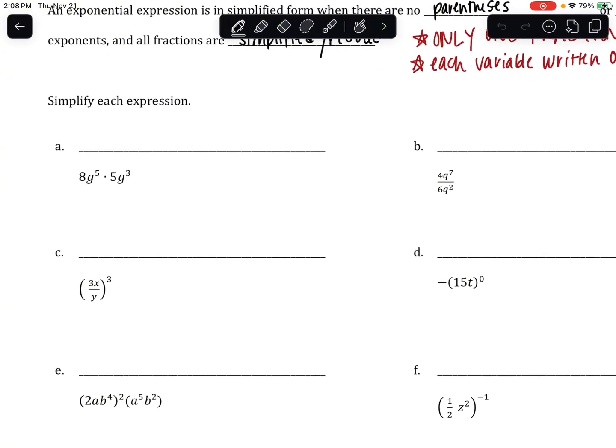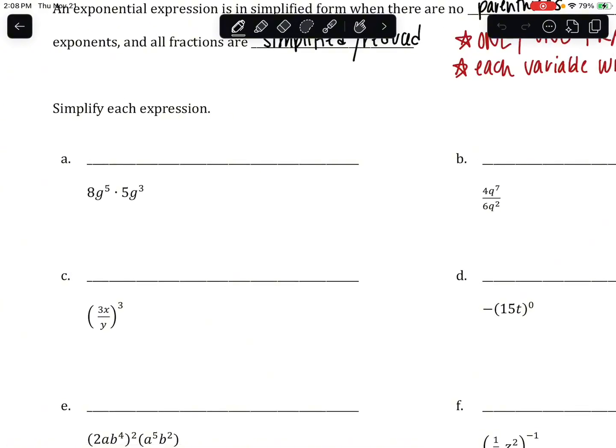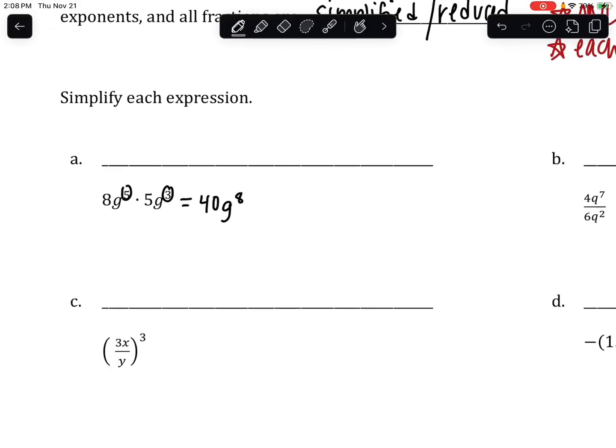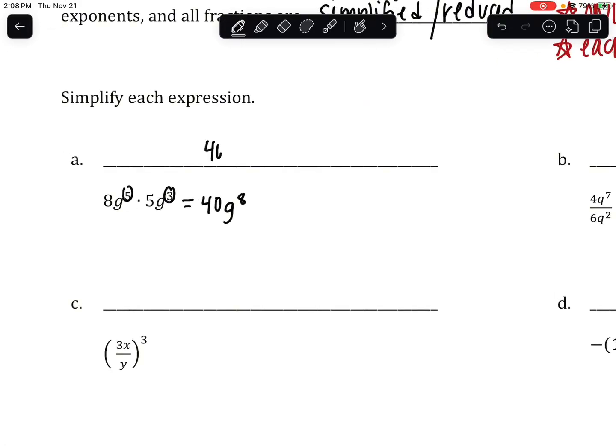All right, so looking at our first example, you would multiply the coefficients. So 8 times 5 would be 40, and then add the exponents. And so you would get g to the 8th. And so some distractors would have g to the 15th, or have the 8 and 5 being added. So you really need to know when to add and when to multiply. And so your final answer here would be 40g to the 8th.